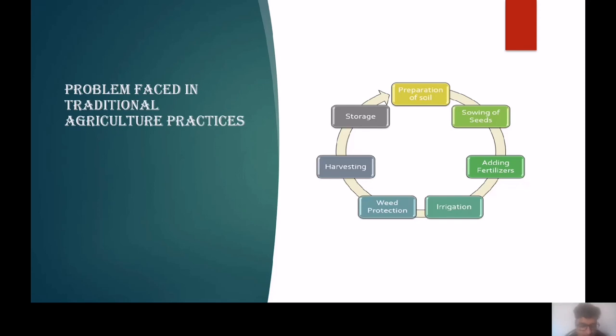Then coming to harvesting. Harvesting is a labor-intensive activity. It is a process of gathering ripe crops from the field. It requires a lot of laborers for this activity, so it is labor-intensive. This stage also includes post-harvest handling such as cleaning, sorting, packaging, and cooling. Storage.